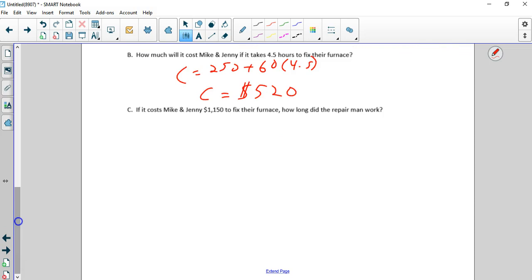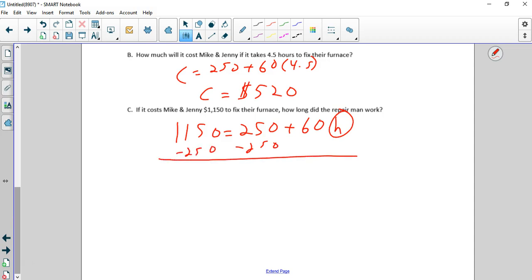If it costs $1,150 to fix the furnace, how long do they work? Well, now we're just working backwards. We know the cost is $1,150. We know it costs $250 for parts plus $60 per hour. Well, guess what? We're just solving for H. We're working backwards. We subtract $250. That's the parts. What we have left over is $900. 60H. That means it was $900 for the labor.